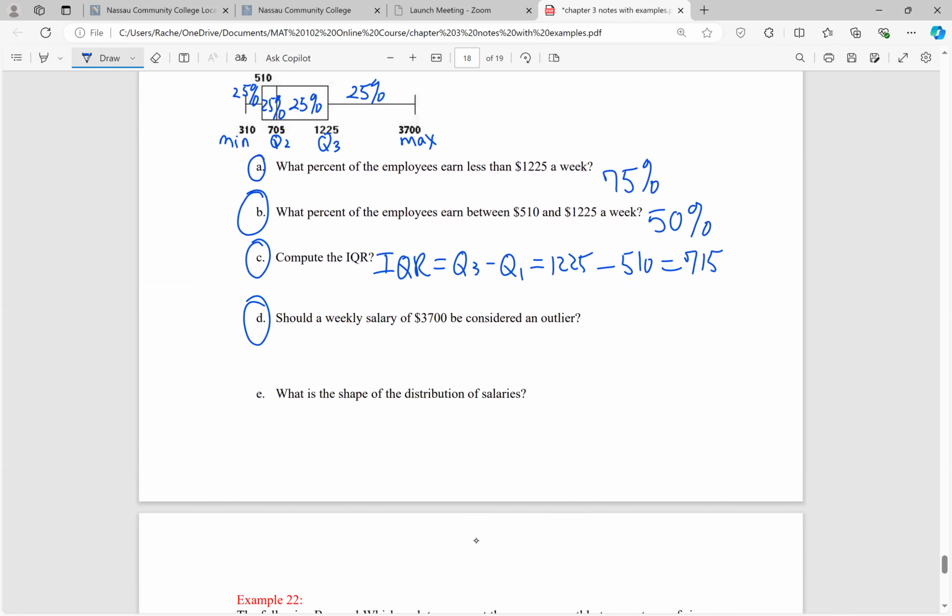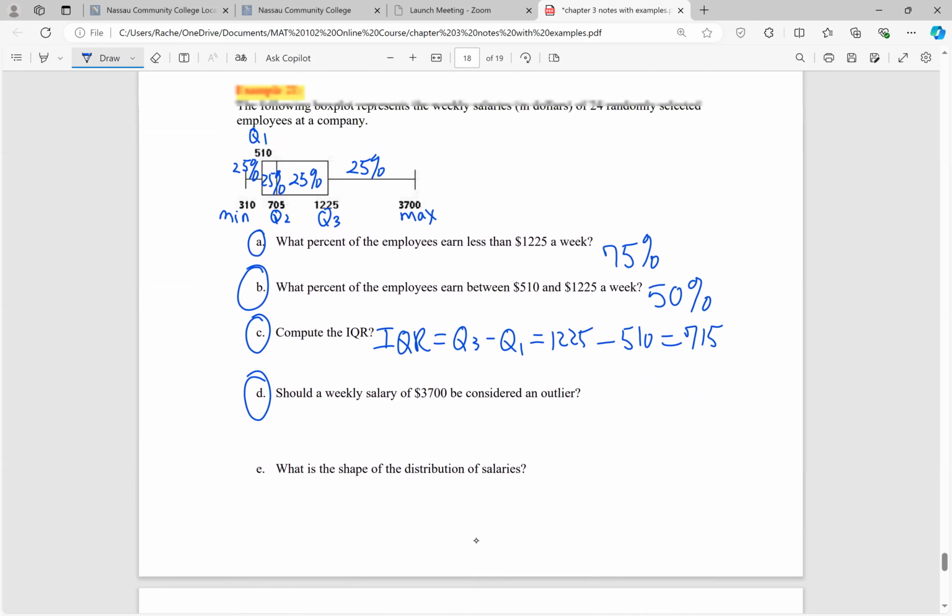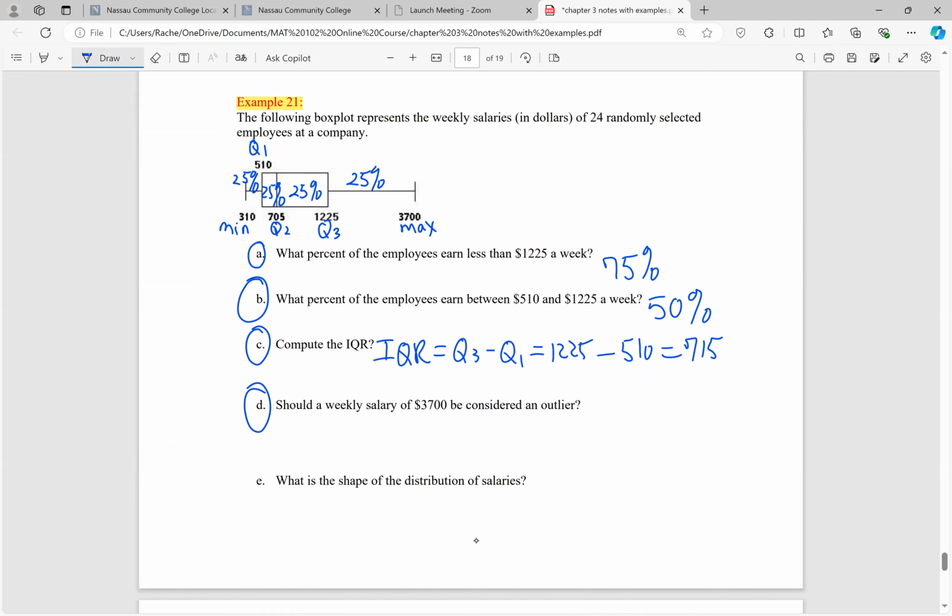So in part D, I'm asking, should a weekly salary of $3,700 be considered an outlier? So 3,700 is here, right? That's the maximum value in the set. And we're curious to know if it should be considered an outlier. So in order to determine this, we have to figure out the inner and the outer fences. So to get the upper inner fence, because I don't really care about the lower inner and outer fences, because 3,700 is to the right of the interquartile range, right? It's up to the right.